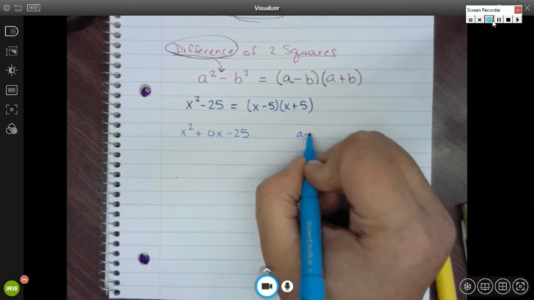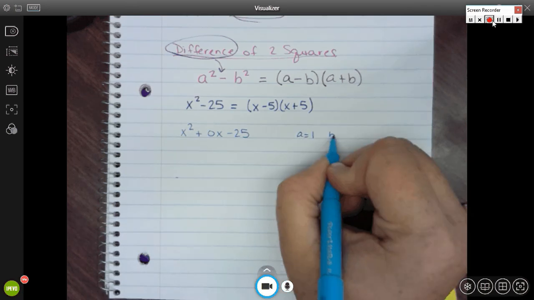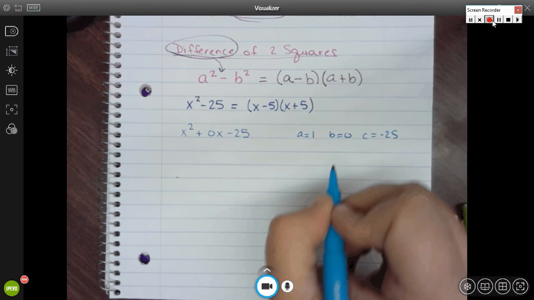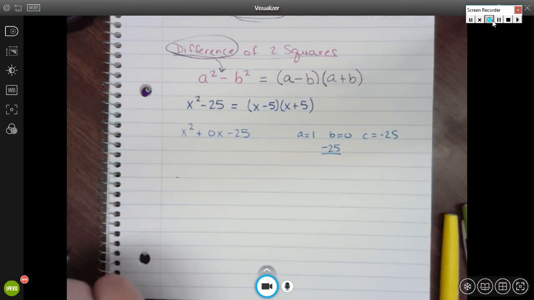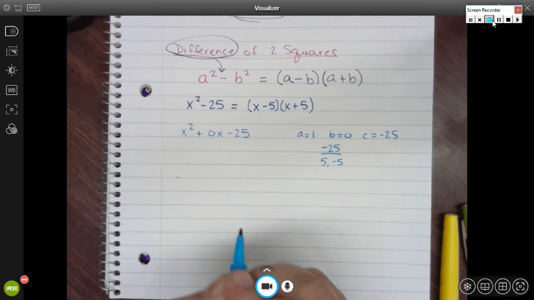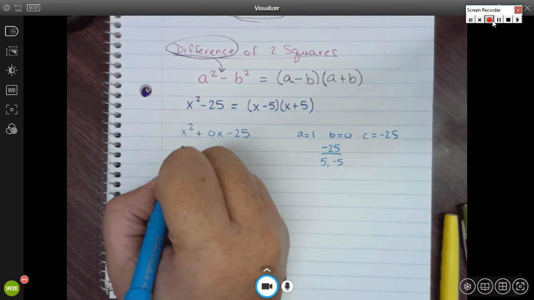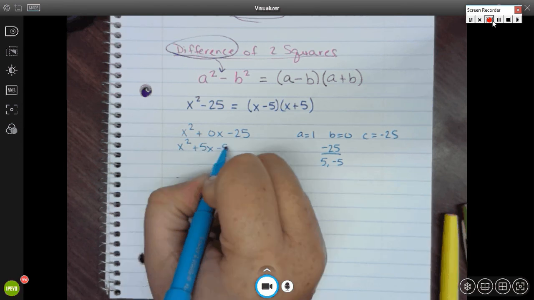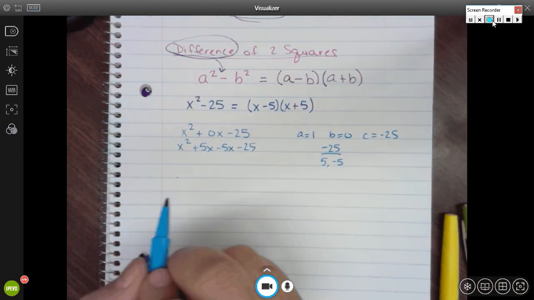A is 1, B is 0, C is negative 25, and I'm going to multiply A times C. What multiplies to negative 25 but adds to 0? It is 5 and negative 5. So instead of 0x, I'm going to write that as positive 5x, negative 5x, right? Because that makes 0x anyway.